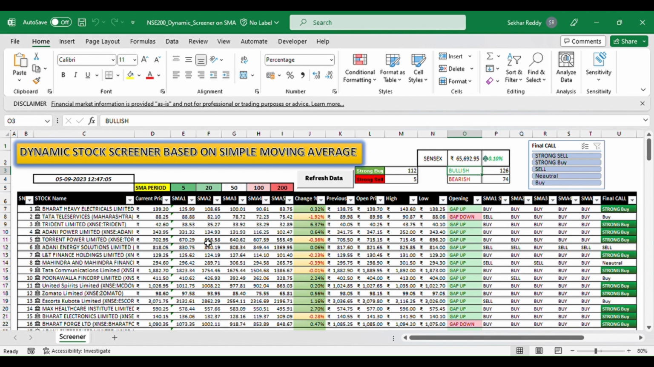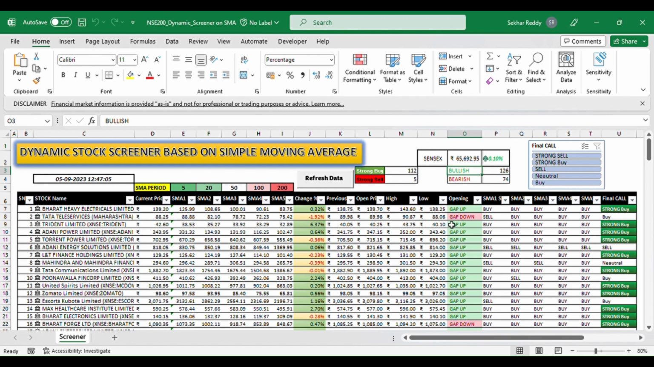Bullish and bearish is nothing but this: if the current stock price is more than the previous day's closing, then we can consider it bullish. In the same way, if the current market price is less than yesterday's closing, then we can consider it bearish.